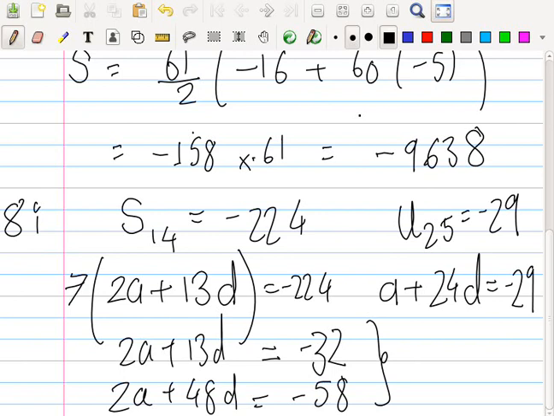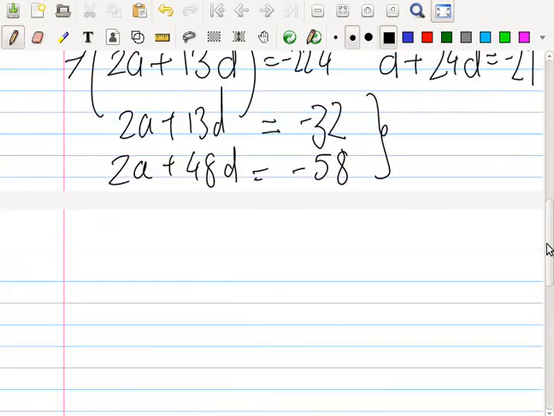Do I need to continue? No. Why do you know that I have to times it by 2? Because I want to make the 2 a's cancel. I was going to cancel the a's here. I'm doing simultaneous equations, 2 equations. Do I need to continue to find a and d?